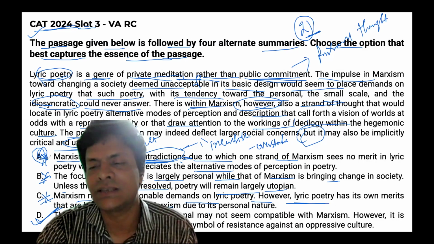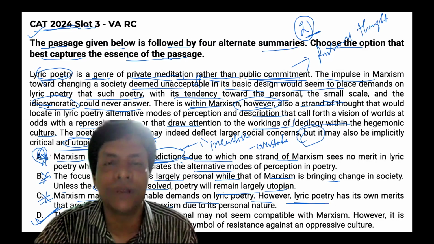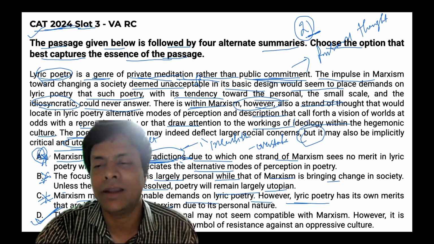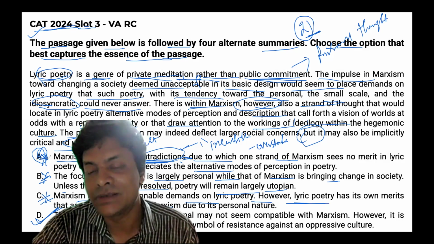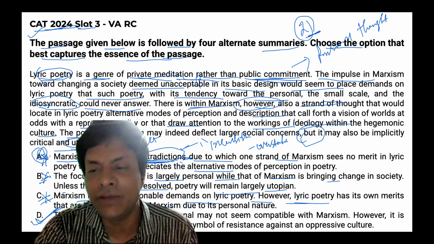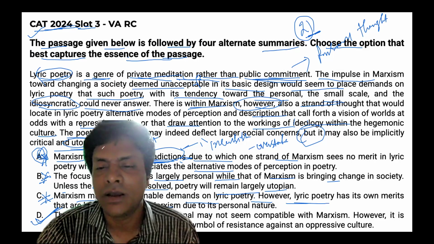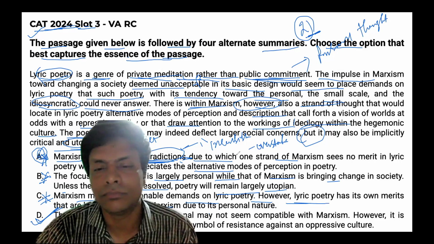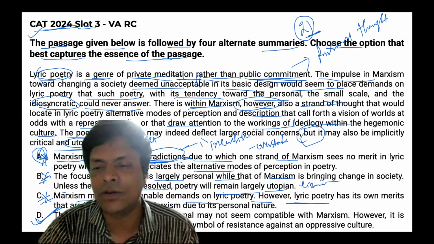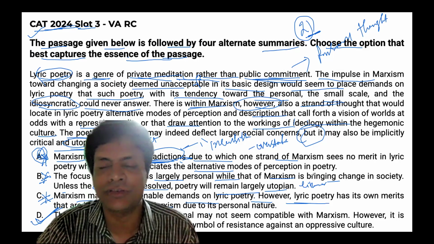Option B, we also discussed: the passage never says that the difference must be resolved, right? It doesn't suggest that poetry will be useless or unrealistic unless Marxism and poetry align, right? The passage instead explores how poetry might still implicitly, or indirectly, criticize or offer alternative visions without needing full resolution. So this choice assumes an either-or scenario, whereas the passage presents a more detailed relationship.